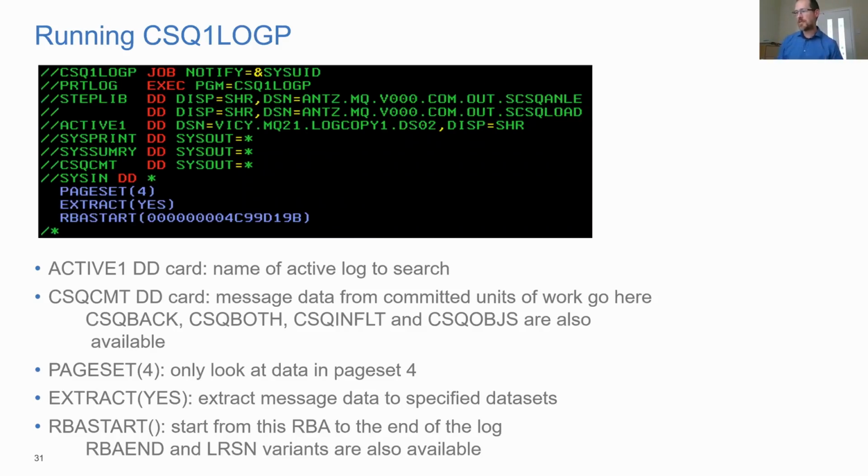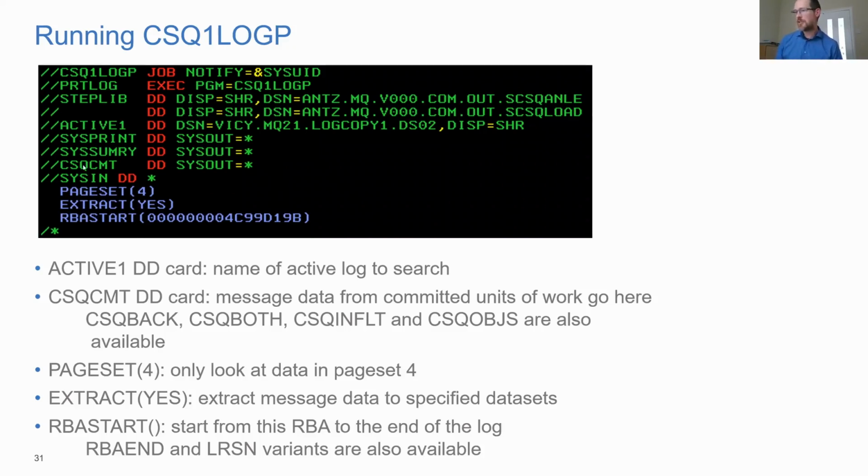and there's a whole load of parameters you can pass in. So here is an example saying, I want you to go and pull out the data in one of my active logs, but it could easily be archives, and I want you to find all the data in this particular page set, starting at this particular point in the log. So page set 4 says everything on that page set. Extract means pull out the message data, and RBA start is basically the point in the log where you want to start looking for data.